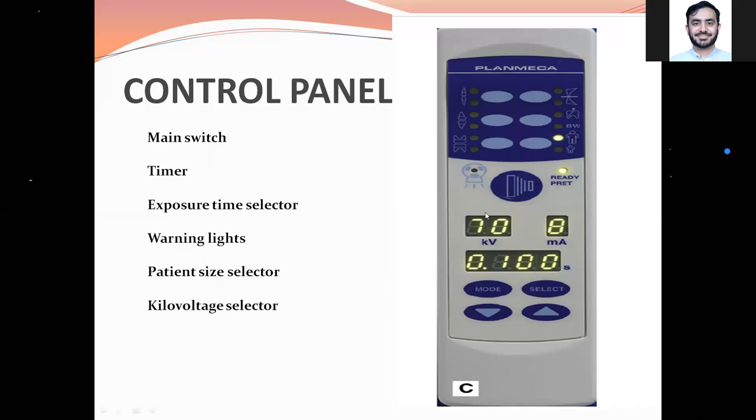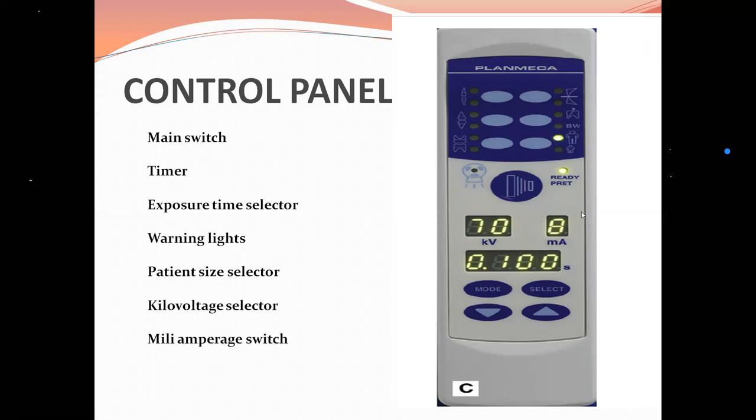You also have a kilovoltage selector, which is given right here. Dental X-rays usually operate between 60 to 90 kilovolts. You might also have a milliamperage switch, which is over here, given by this mA signal. Typically, X-ray machines require a milliamperage of 5 to 10 milliamperes. That's what they usually function with. You may also have a film speed selector. I'll get into what film speed is a bit later.